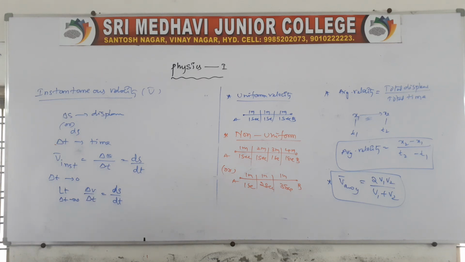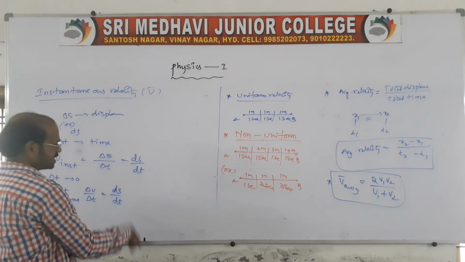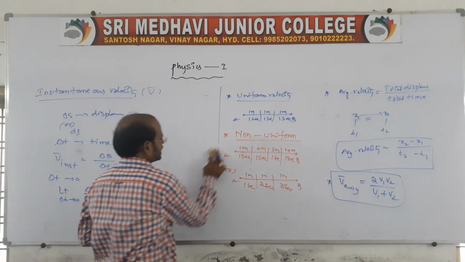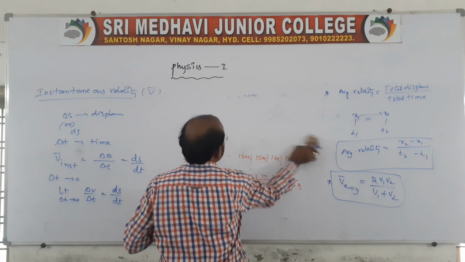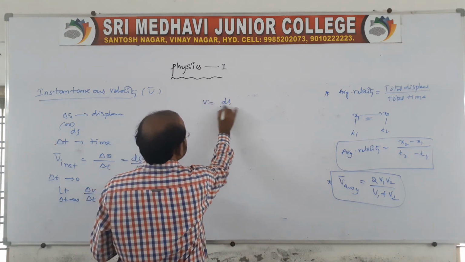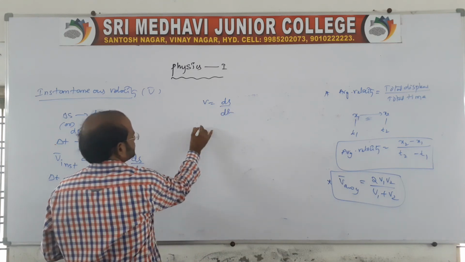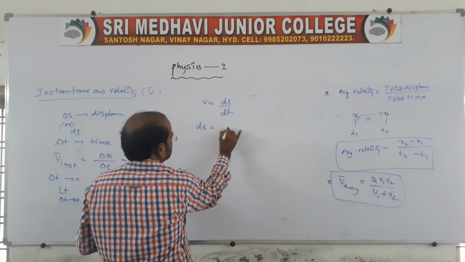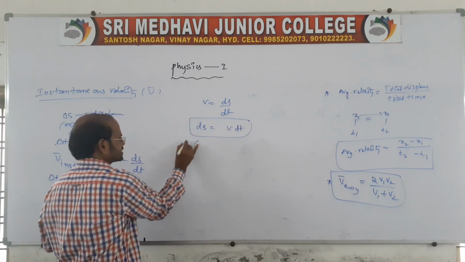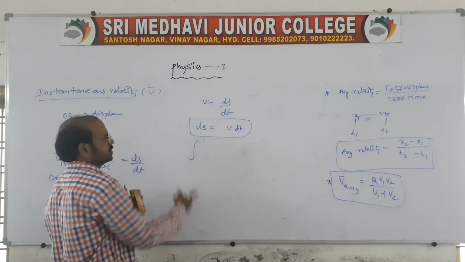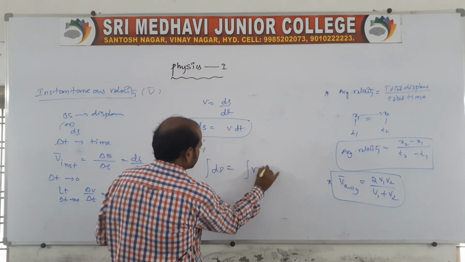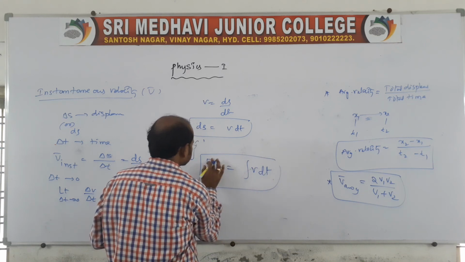This was the differentiation method; now the integration method, which is in mathematics. For instantaneous velocity, v is equal to ds by dt. Therefore you cross multiply, ds is equal to v into dt. Here you apply integration, the symbol of integration being the integral sign. Here you take the integral of ds is equal to the integral of v dt. So this is the integration method.